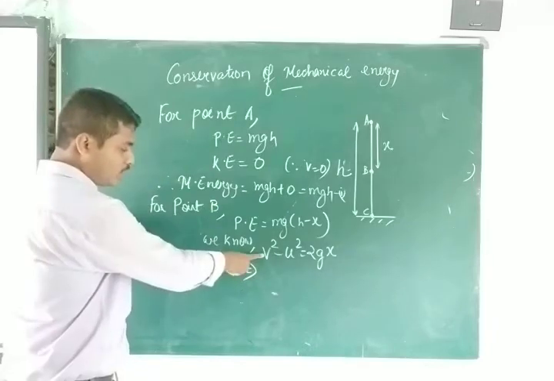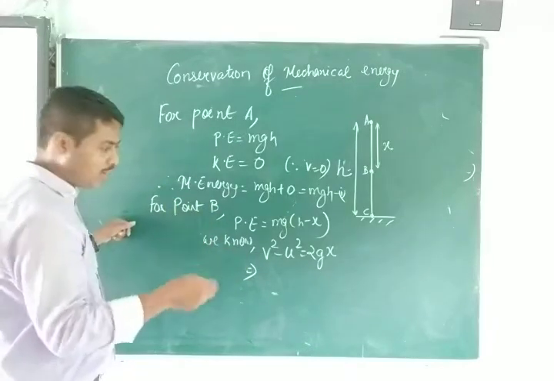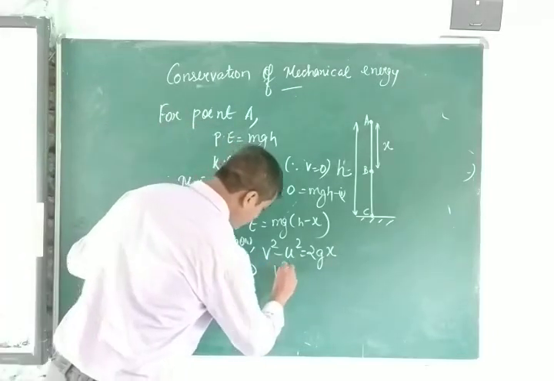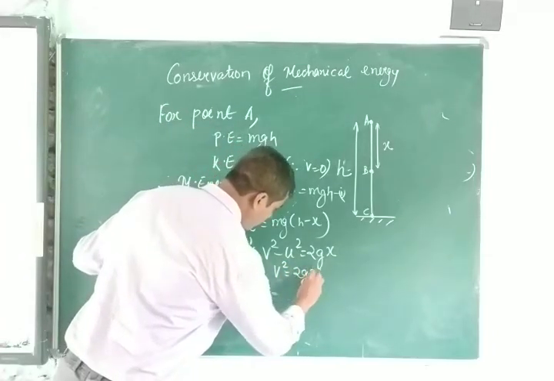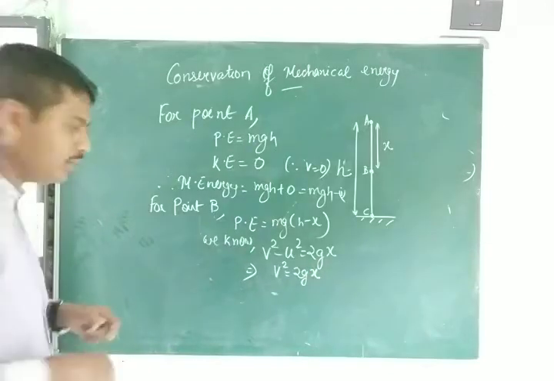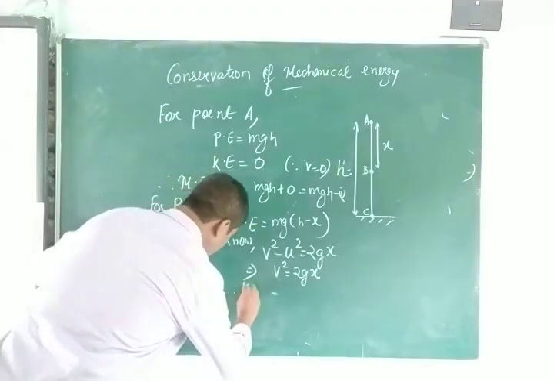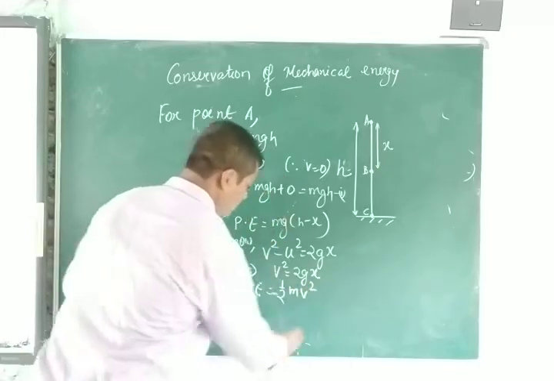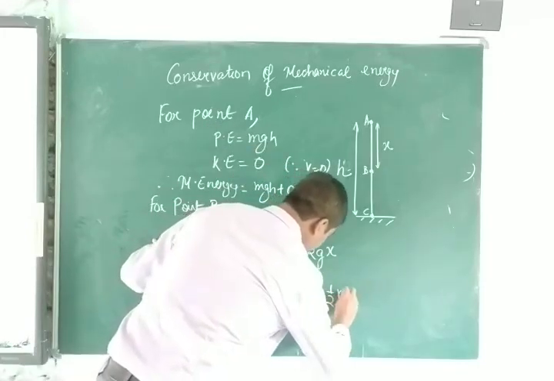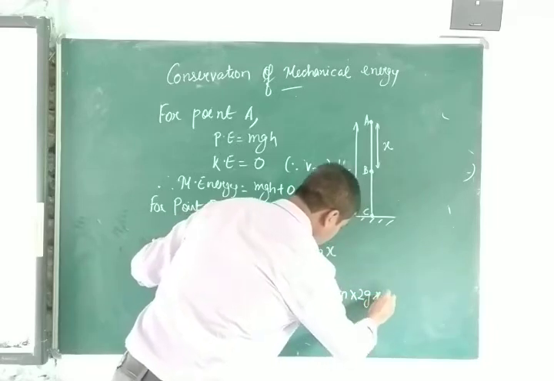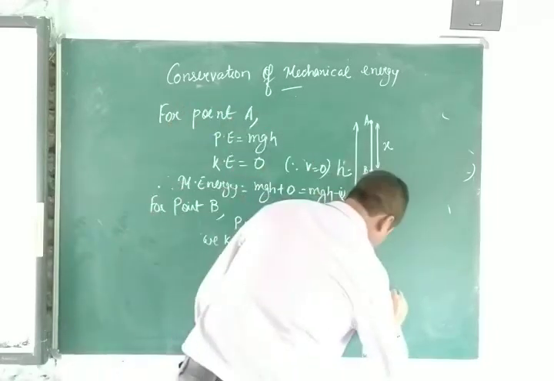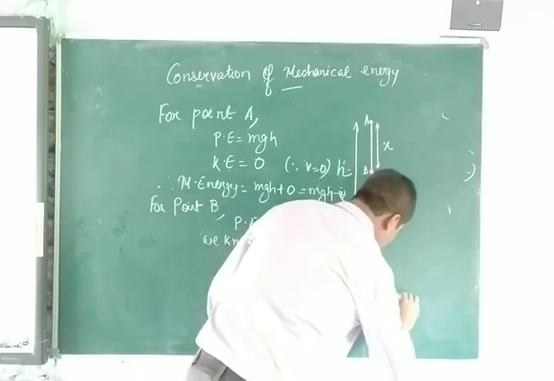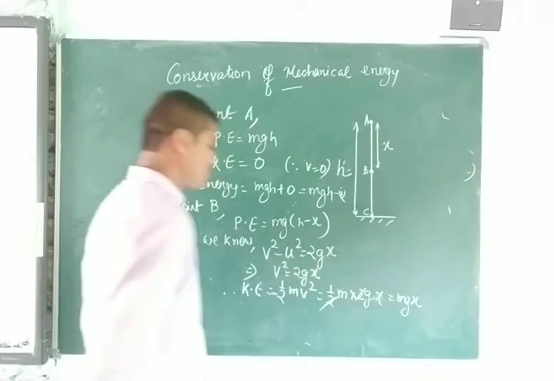Implies v squared, because we don't know the final velocity, but initially the velocity was 0. So v squared is equal to 2gx. Clear? Now, therefore, kinetic energy is equal to half mv squared, so it will be half m into 2gx. So x and x, and 2 and 2 will get cancelled. Your value will be equal to mgx.